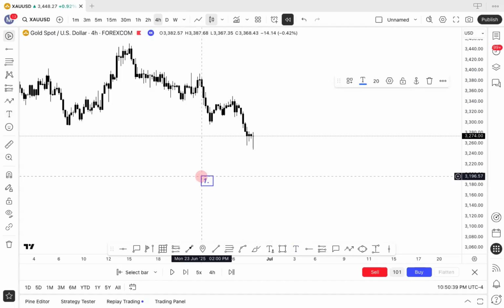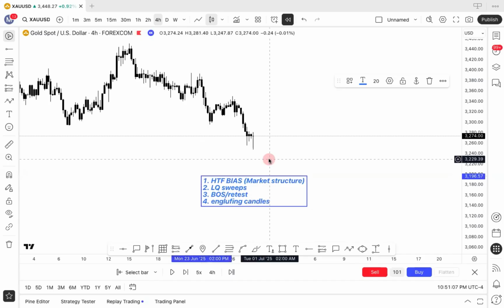One is going to be higher time frame bias, so higher time frame market structure, right? Followed by lower time frame structure, so we can think about it as liquidity sweeps. We can look at it as a break of structure slash a retest. And we can also look at it as engulfing candles, right? So these are my most important concepts of how I get my entries.